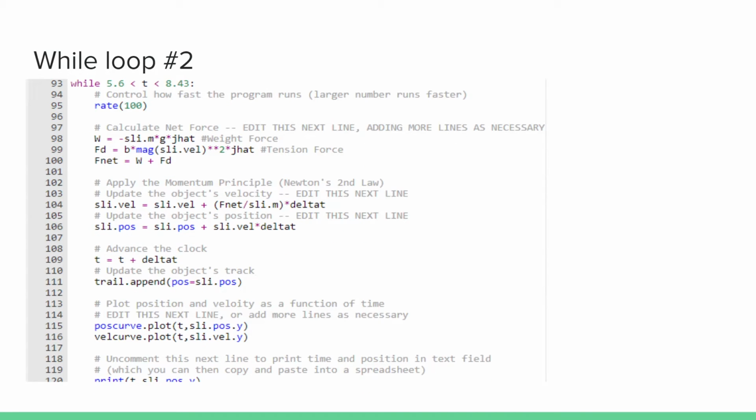The second while loop is the time when the bottom of the slinky falls to when it touches the ground. In this time frame, 5.6 seconds to 8.43 seconds, the forces acting are the gravitational force and the drag force in opposite directions. All else is the same as the previous loop.